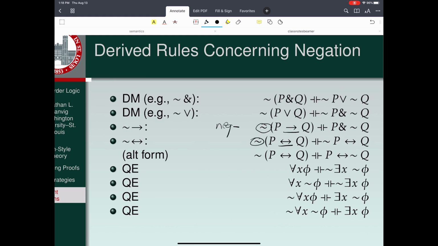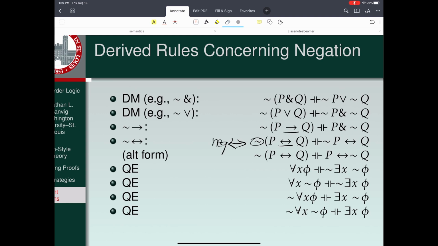We also have rules for negations sitting out front of arrows and double arrows. We will call those neg arrow and neg double arrow. So neg arrow works this way. What does it take for a conditional to be false? Suppose your conditional is P arrow Q. There's exactly one way for a conditional to be false: true antecedent, false consequent. So if you run a tilde across an arrow, you end up with a conjunction. The negation of P arrow Q is P and not Q.